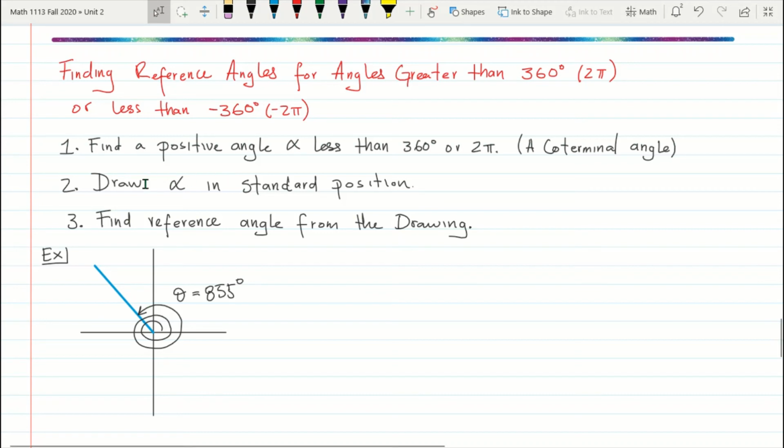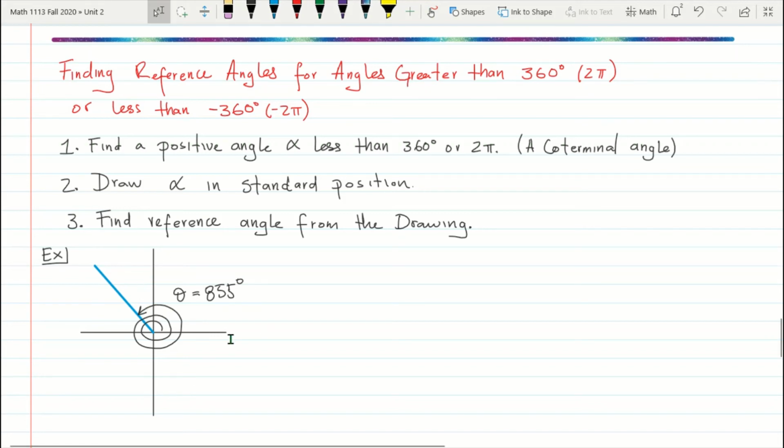Then you're going to draw the angle in standard position. You don't have to, but it's a good practice. Number 3, then find the reference angle from your drawing. So let's go ahead and work those steps through this example.